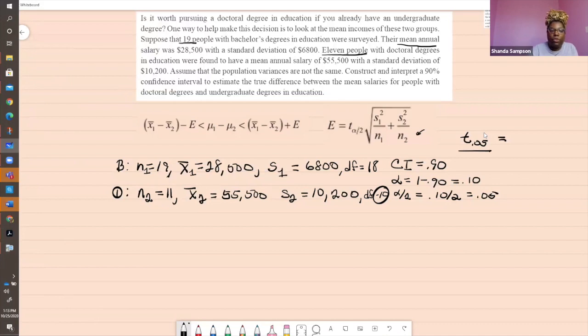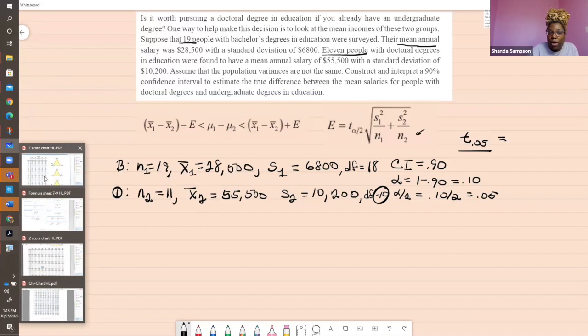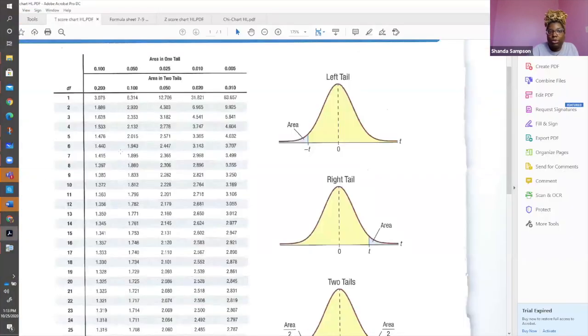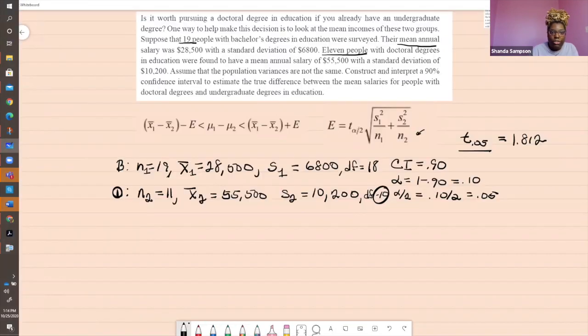So let's flip over to our chart and take a look at that. We're looking for 0.05. That's in 1 tail. And we're looking for 10 at 0.05. This is actually easier to read than the Z chart because up here you have the total in the 2 tails. The area in the 2 tails is 0.10. So our T alpha over 2 looks like 1.812.